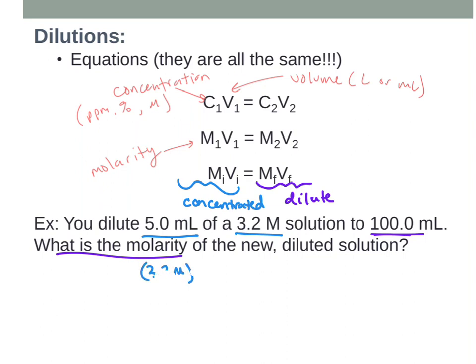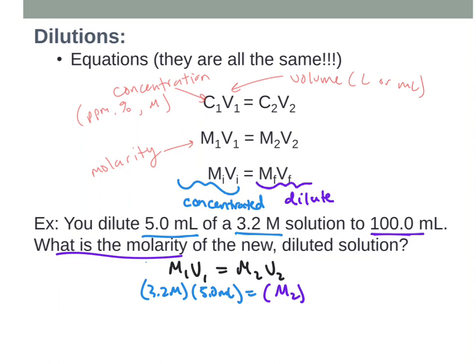Well, let me back up. Let's do this. I'll do this version. M1V1 equals M2V2. So molarity of the beginning thing, 3.2 molar. Volume of the beginning thing, 5.0 milliliters. And I know that's going to equal the molarity of my ending thing, which I don't know, but I do know that I want the ending volume to be 100 milliliters. And then I just need to isolate my M2.